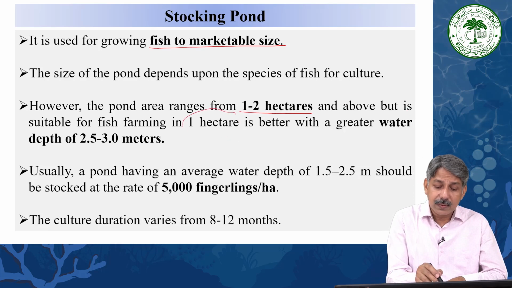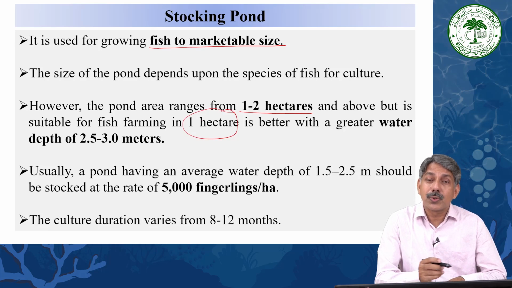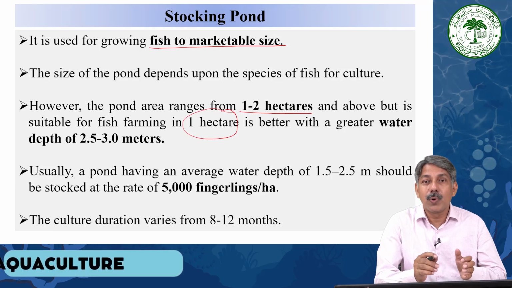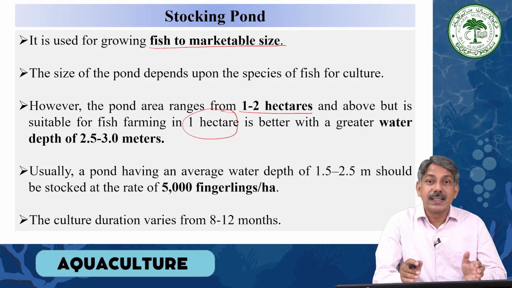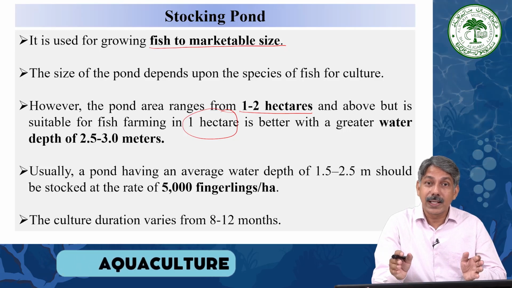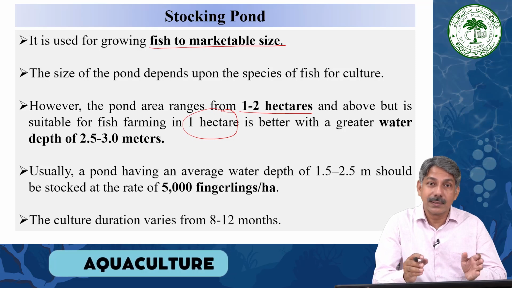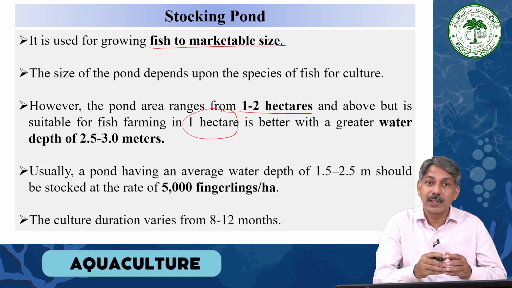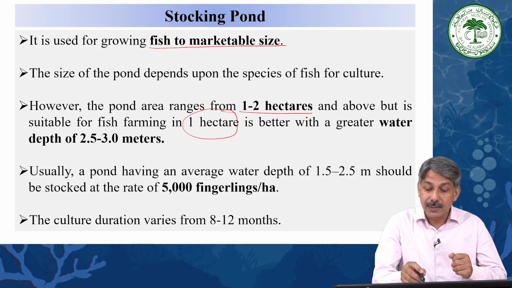but usually 1 hectare is considered good, because you should have a pond area as one unit which can be managed easily. If the pond area is very large, I told you again, it all depends on your resources, your capabilities, the kind of things that you have at hand, that what area you should select.